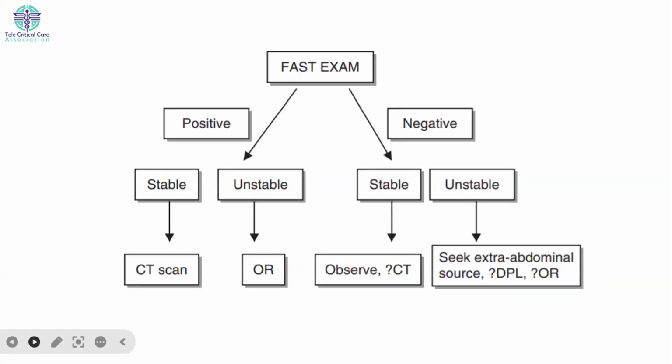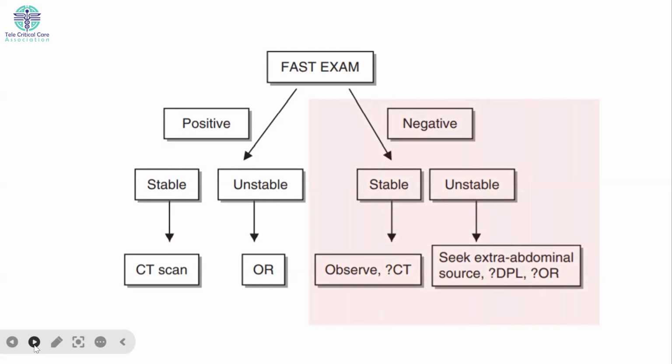Now, if FAST is negative and the patient is stable, in that case, what you do is you repeat the FAST scan every 15 minutes, because we know that FAST is not as sensitive as CT or DPL. So you repeat the scan, or you can take the patient to CT scan.